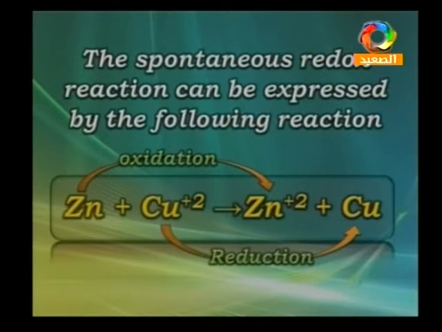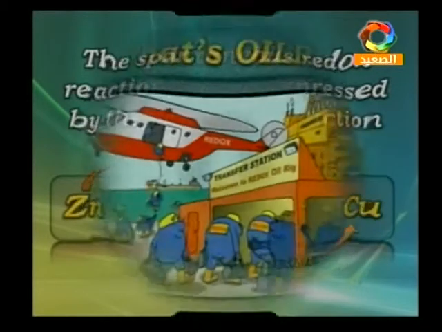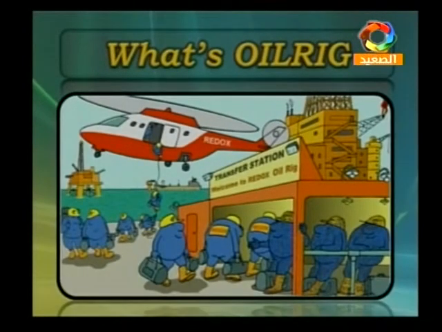It means the two processes happen in the same chemical reaction. Here in the same equation we have oxidation of the zinc. This zinc changes into positive 2 ion, and the Cu²⁺ changes into a copper atom and precipitates in this beaker. After that, what's the OIL RIG from last time?